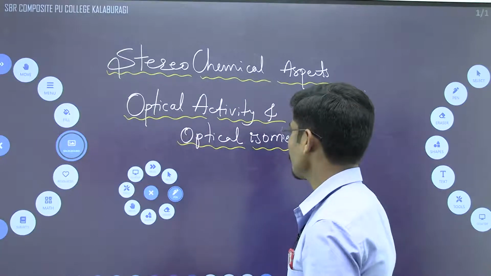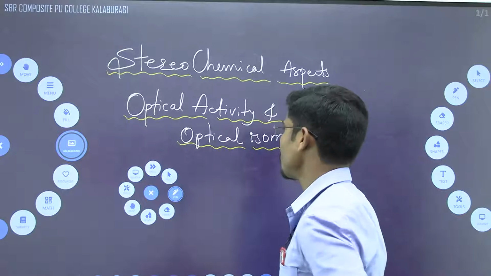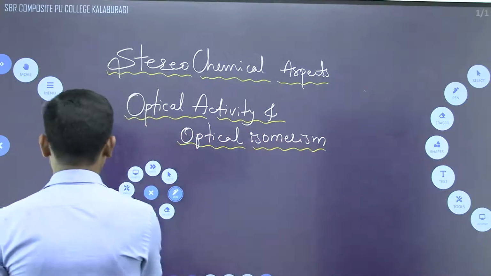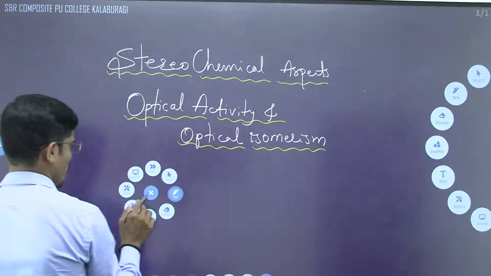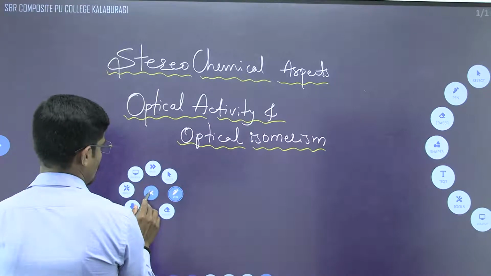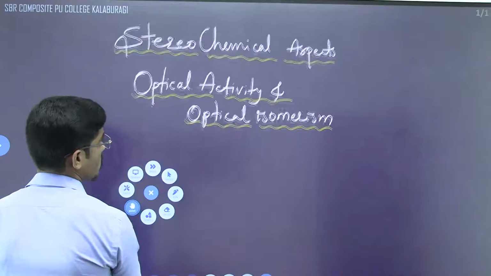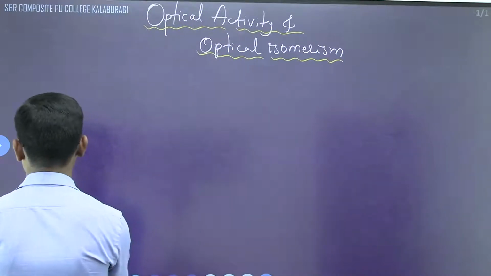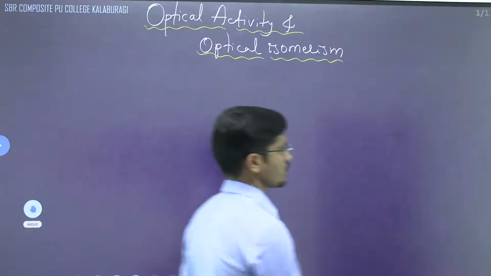So, first, let's start with the basic points: optical activity and optical isomerism. Now, in this topic, let us discuss some basic terms which are involved in optical isomerism.